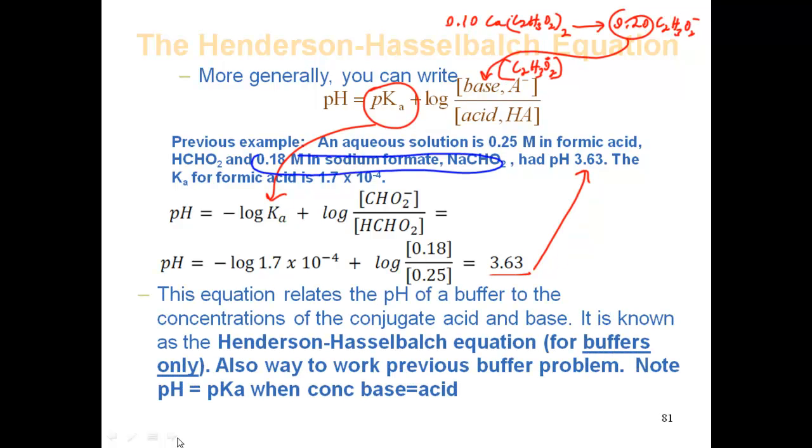This equation relates the pH of a buffer, and remember it's a buffer, to the concentrations of the conjugate acid and base. It is known as the Henderson-Hasselbalch equation. It's only used for buffers. Now you could work this problem just like we did in the past, just as I told you: soluble salt, hydrolysis, ice table, and that's the way I suggest you do it. But you can use the Henderson-Hasselbalch equation for buffer situations. Now, one thing I do want to show you with this Henderson-Hasselbalch equation is pH equal to pKa.